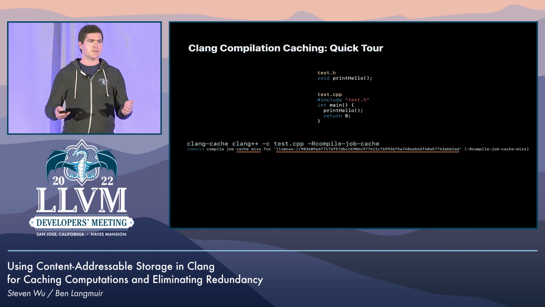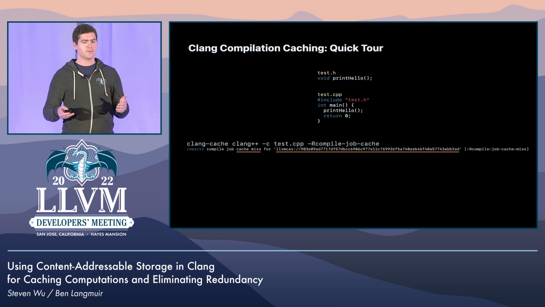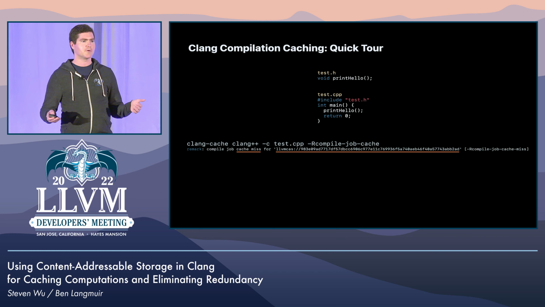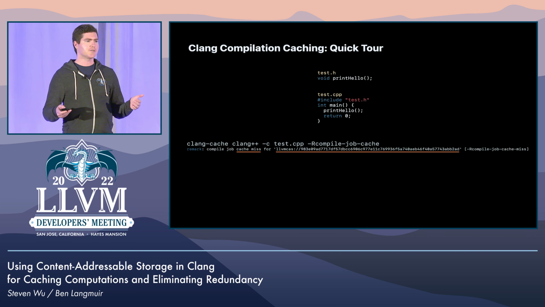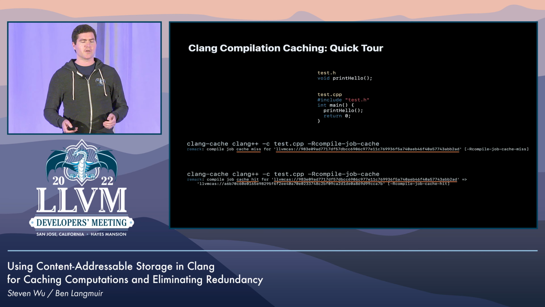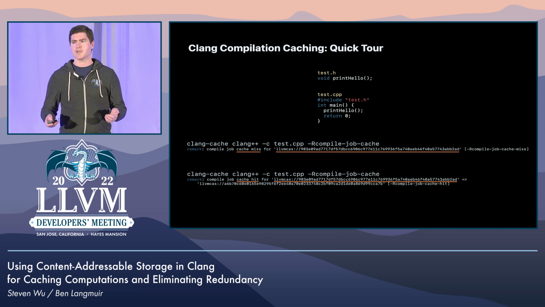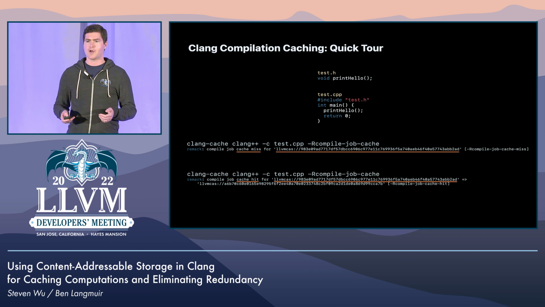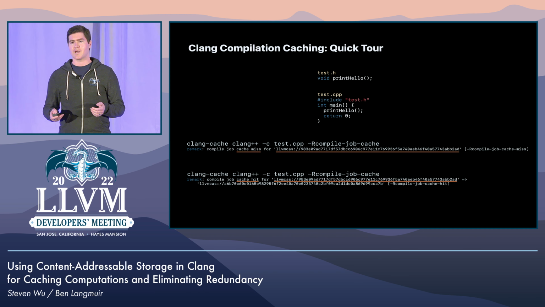We're also printing out this cache identifier. This is a representation of all of the inputs that went into this compilation. This is also the cache key that we're going to use when we access the action cache to look for results. The second time we compile the file, of course, we get the same inputs, and so we get a cache hit. We can now replay the objects and other results directly from the action cache.